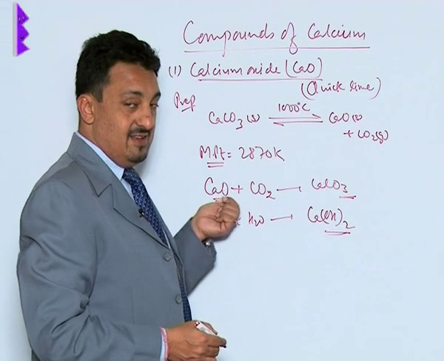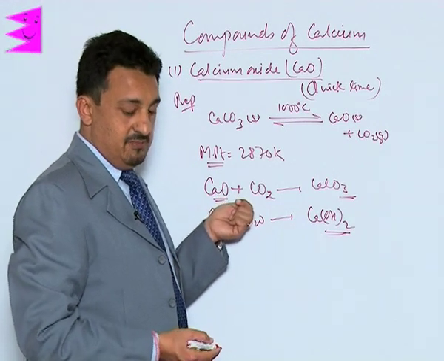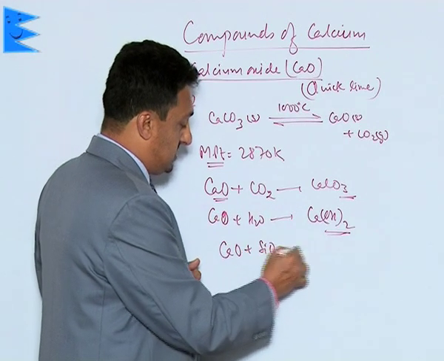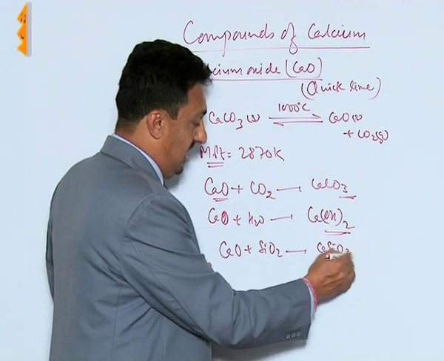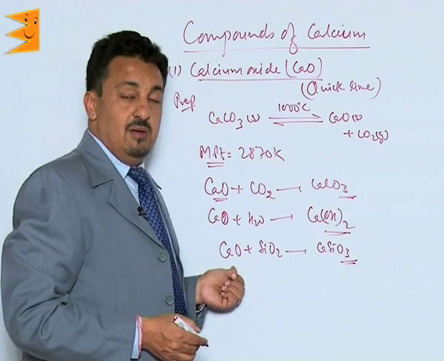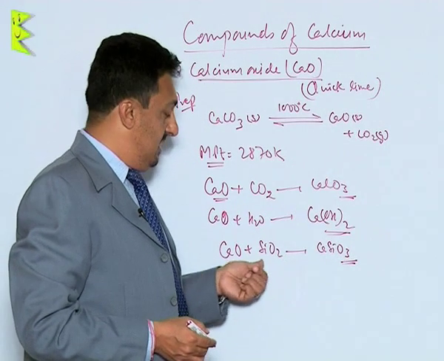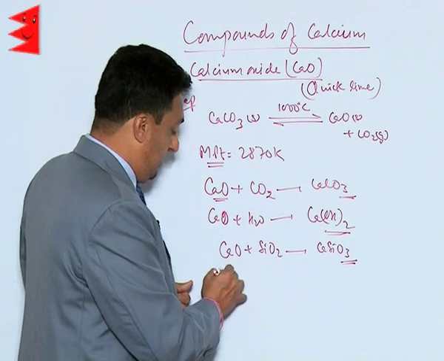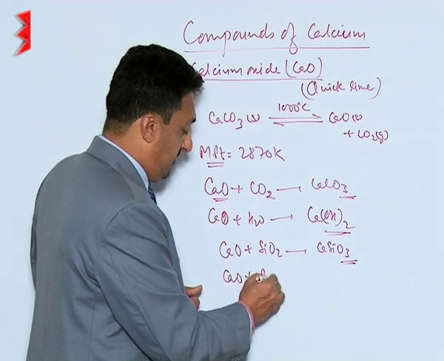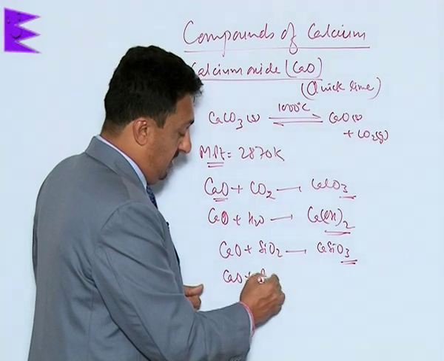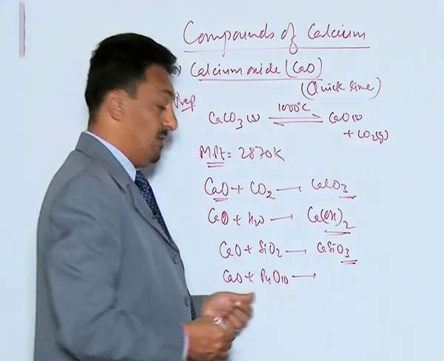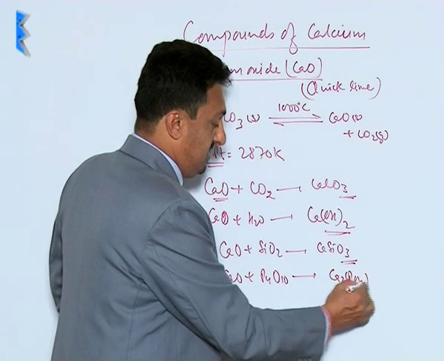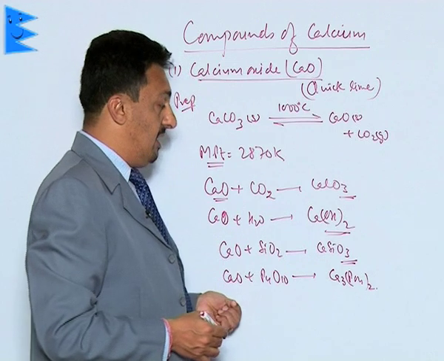Since it is basic in nature, it combines with acidic oxides. We can have other examples also, like it combines with silicon dioxide, we know that, and forms calcium silicate. The same thing is being used in the blast furnace to remove the acidic impurities or gangue particles, silicon dioxide. And it can also combine with P4O10, which is the dimer of phosphorus pentoxide, and leads to the formation of calcium phosphate. So these are its reactions.